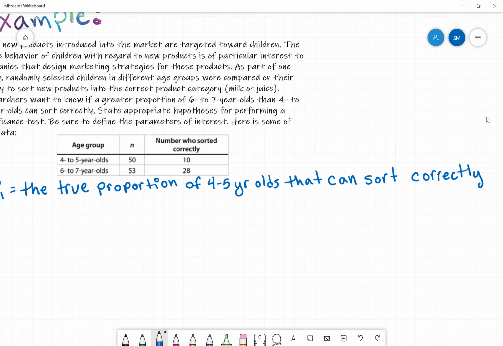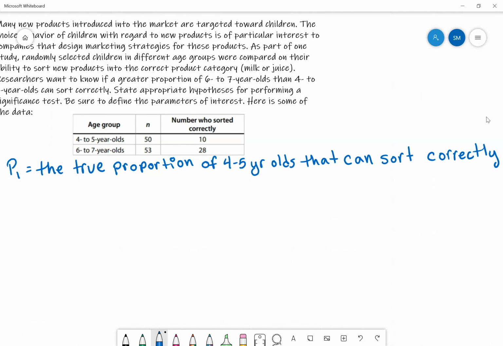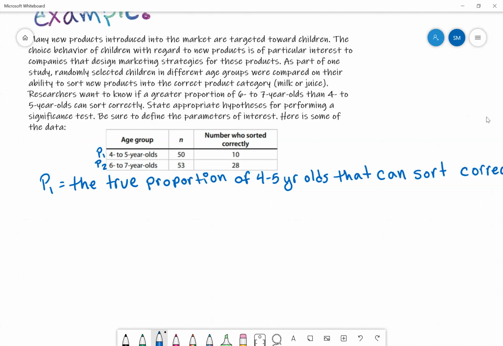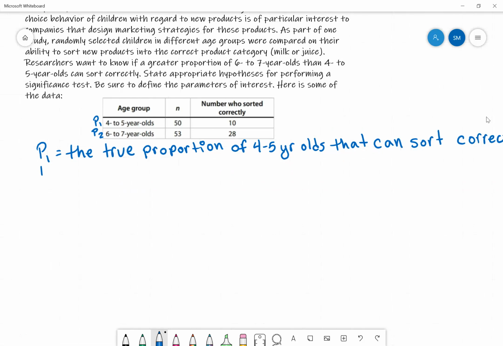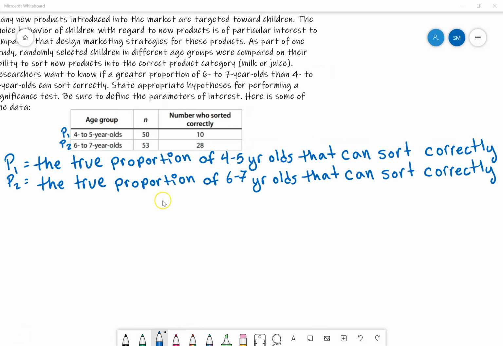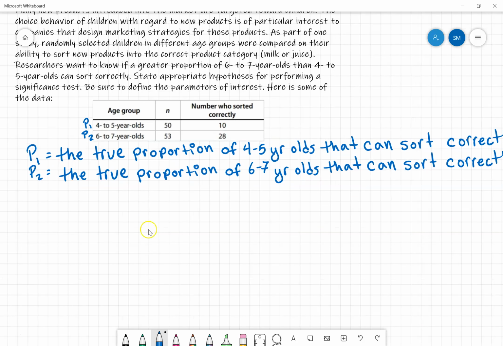Now the reason why I'm identifying the top one as P sub 1 and the bottom one as P sub 2 is because that's how it was introduced in the data. That's what they had first, so I'm putting it first. The next thing that we need to do is define what P sub 2 is. P sub 2 is going to be the exact same thing, but instead of 4 to 5-year-olds, it's going to say 6 to 7-year-olds. Ta-da! Copy and paste. Works great.